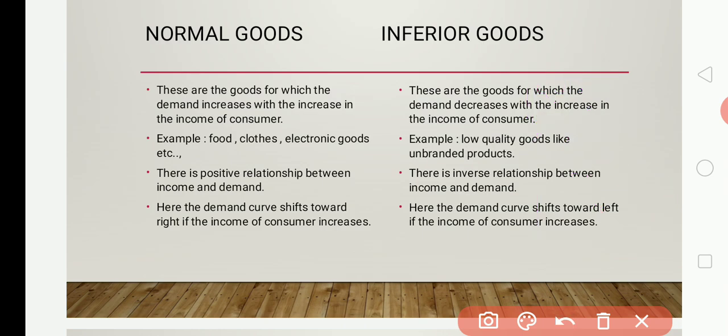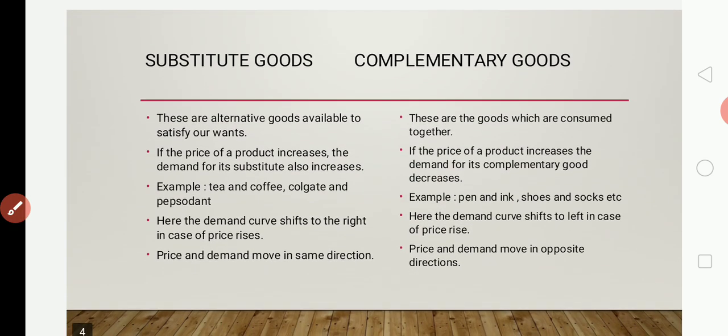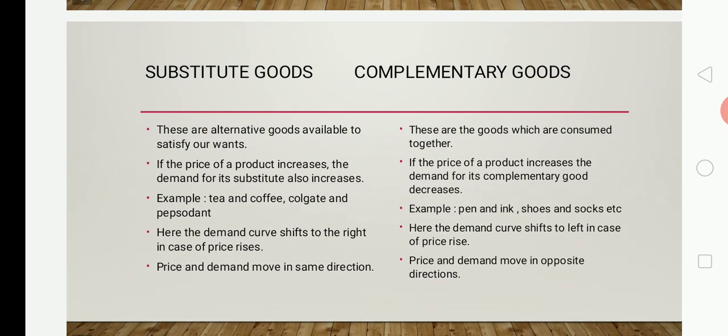The next concept will be substitute goods and complementary goods. So we'll see what are substitute goods and what are complementary goods. Substitute goods are alternative goods available to satisfy our wants. Alternative goods, instead of one commodity we can go for another commodity. So such goods are called substitute goods.